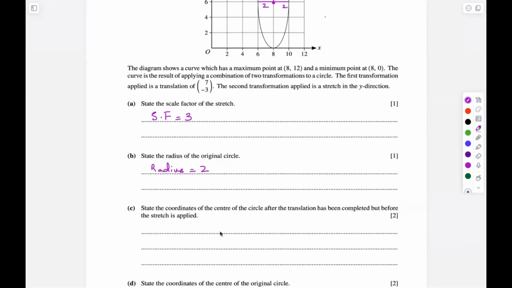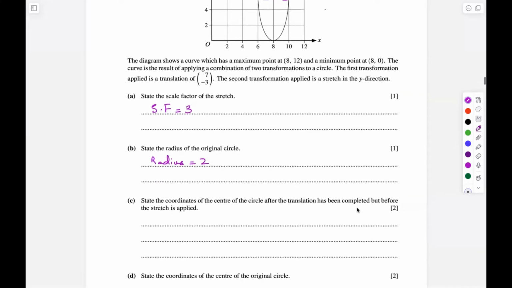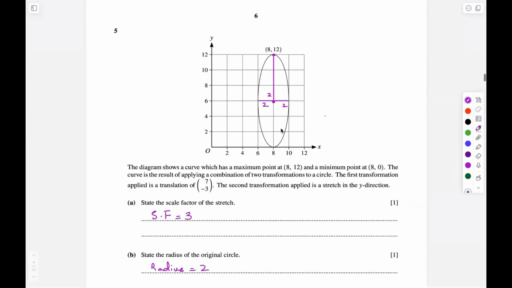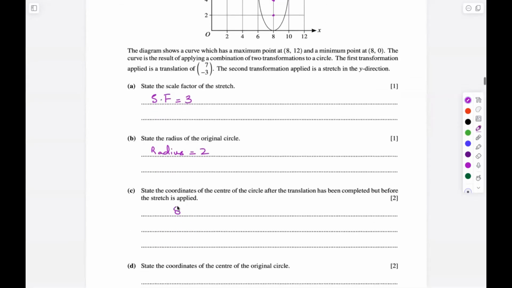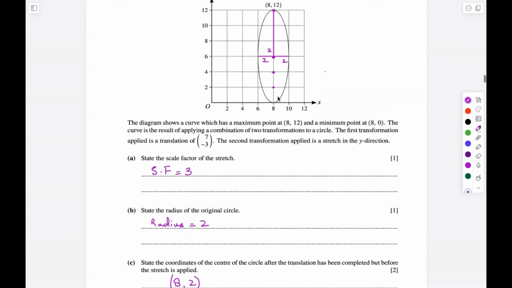In part C, it says state the coordinates of the center of the circle after the translation has been completed, but before the stretch is applied. Now, if the final y coordinate is at 12 and the stretch factor is 3, dividing 12 by 3, this point would have been up here before the stretch. And as the radius of the original circle was 2, this would have been the center. So if this was the center, the center coordinates will be 8, 2, as the x value will remain the same.